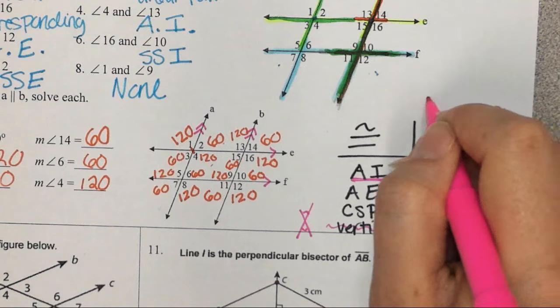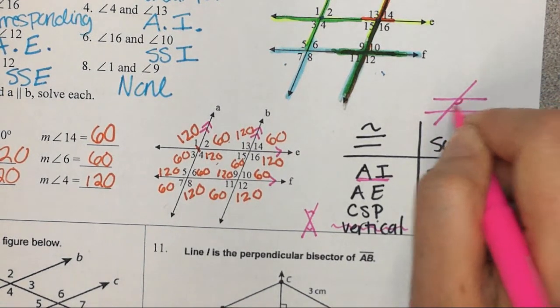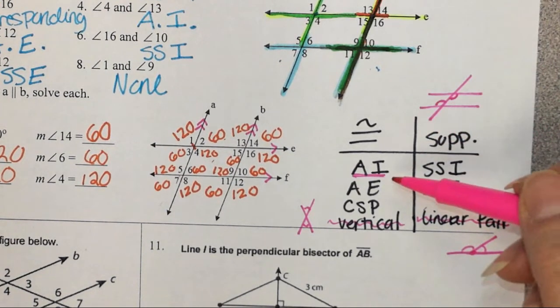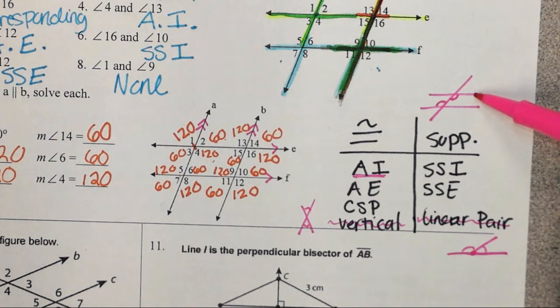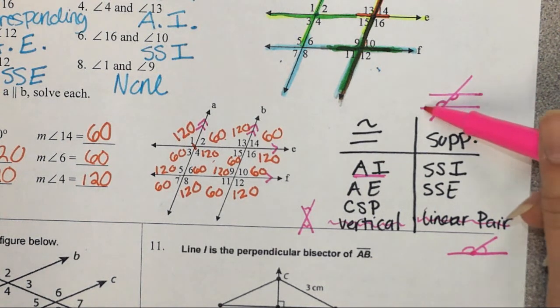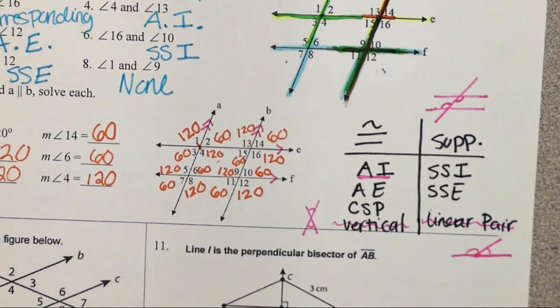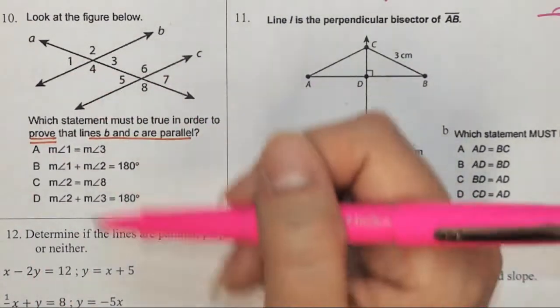Alternate interior can be used to prove that lines are parallel because it takes two lines and a transversal to create them. So this angle is affecting this line, and this angle is affecting this line. And that's why it can force these lines to be parallel. All right, so with that said, let's take a look at this.